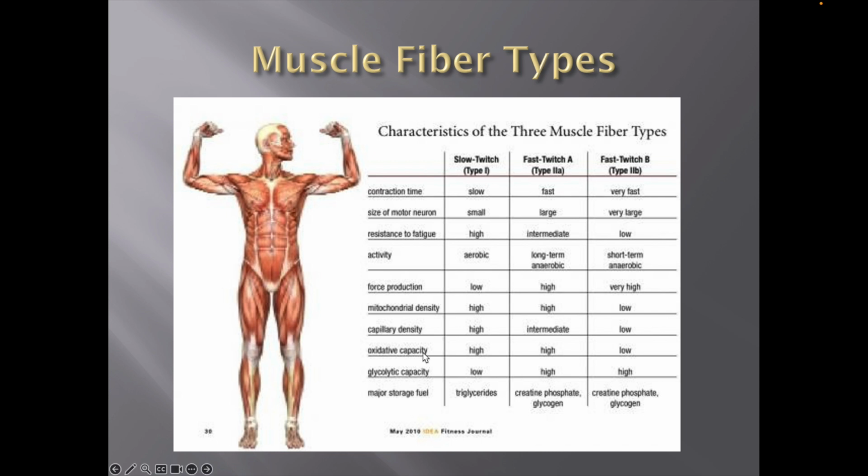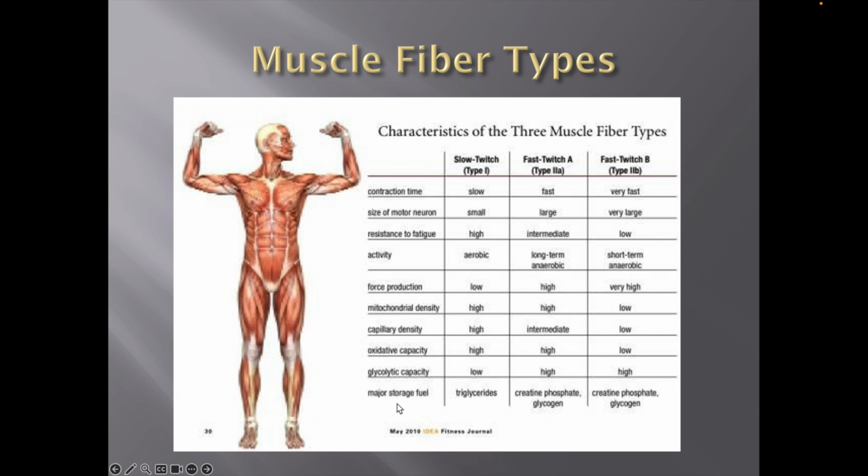Oxidative capacity, again along the same lines of capillaries and mitochondrial density, is highest in type 1, lowest in type 2B. Glycolytic capacity, okay, glycolytic referring to glycolysis, or more so referring to anaerobic sources of energy. If we're focusing on anaerobic sources of energy, type 2B are going to use the most there, type 2A as well, and type 1 is going to use the least.